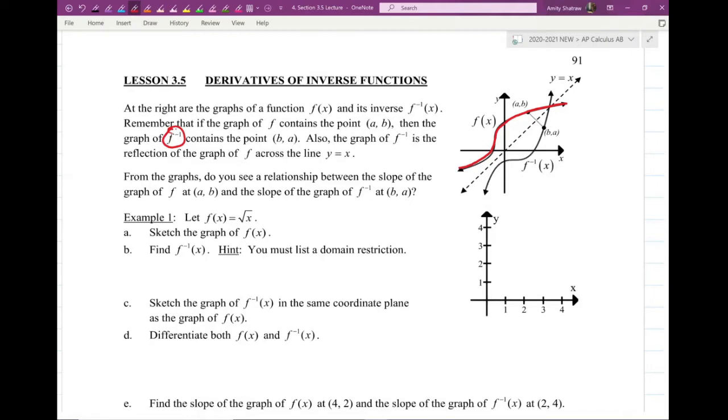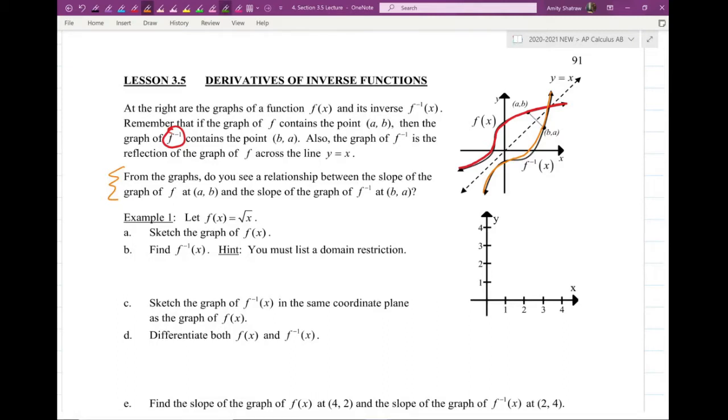Now the steps for taking an inverse, I go over in a lot more detail in the freestyle, so feel free to check out Example 1, where we will go over the steps for finding an inverse. Right now though, we could say that this is the inverse of the graph of f of x. And the question that we're asked from these graphs: do you see a relationship between the slope of the graph of f at (a, b) and the slope of the graph of the inverse at (b, a)?